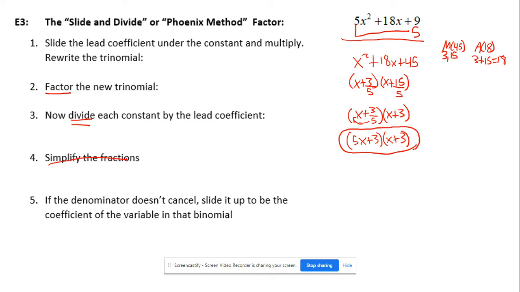5x plus 3 times x plus 3. Any fractions that are left in my parentheses, the denominator, the bottom, slides back out in front to become 5x plus 3. Now, I know that's a lot to kind of take in on the first try, so we're going to do 2 more examples like this from our note sheet. Plus, I'm going to put up a separate video that has extra examples in it.